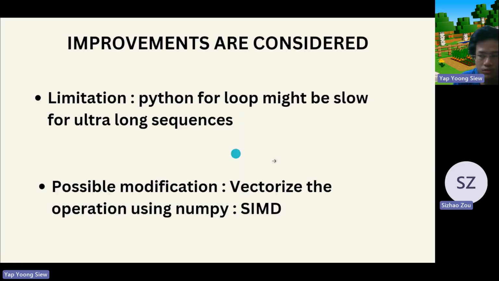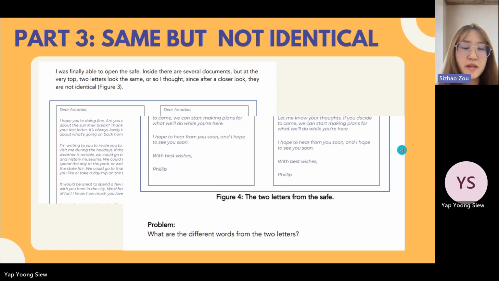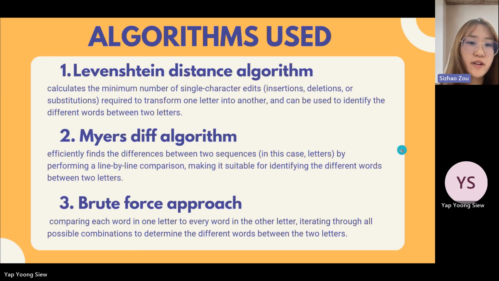So now let me pass it to my team member, Suzal, for part 3. Okay, thank you, Yusung. Now I'm going to introduce part 3. In part 3, basically, we have to find the different words between the 2 letters. For this part, we also use 3 algorithms. The first one is the Levenshtein distance algorithm.